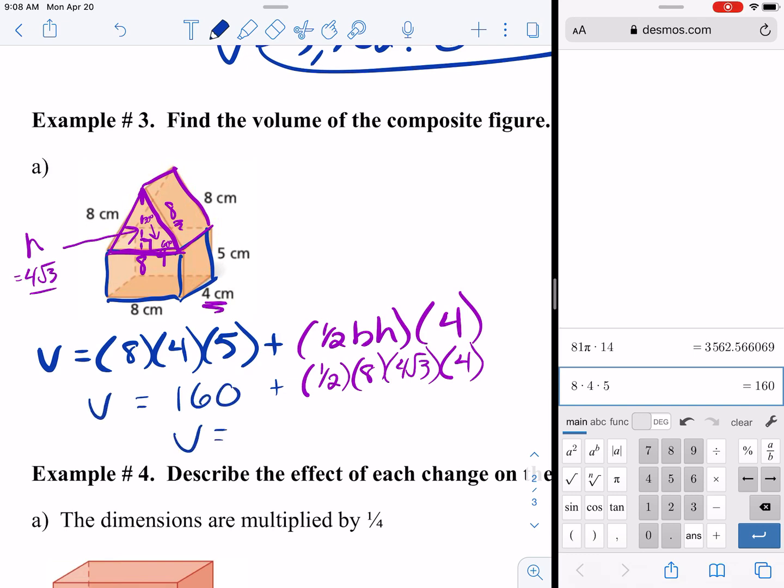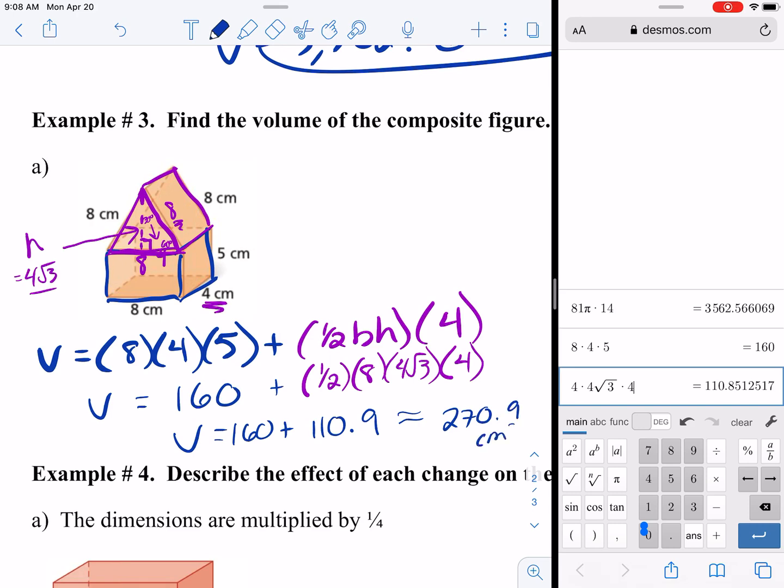Okay, and then we can just punch this whole equation into our calculator. Half of 8 is 4, so 4 times 4 root 3 times 4. So we get 160 plus 110.9 when we're rounding, which leaves us with 270.9 centimeters cubed.